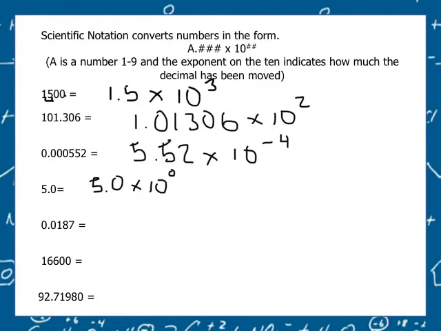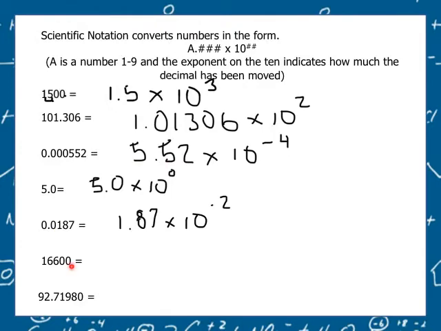Okay, this one's sort of like this guy right here. We're going to need to move the decimal to the left, and we're going to need to move it over 2 spaces so that we have only one number in front of it, times 10 to the negative 2.